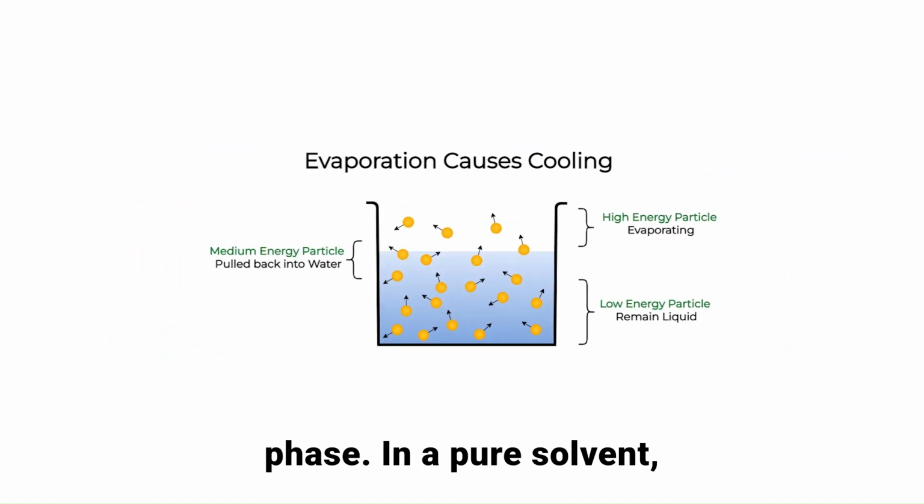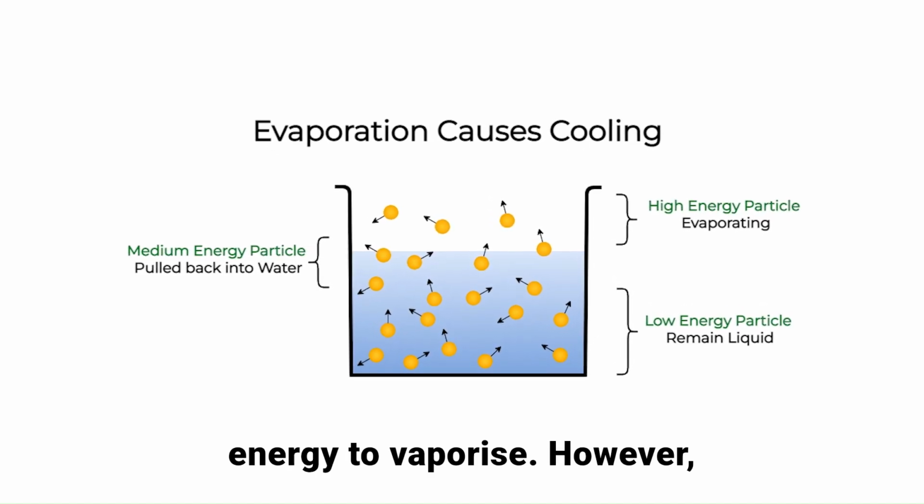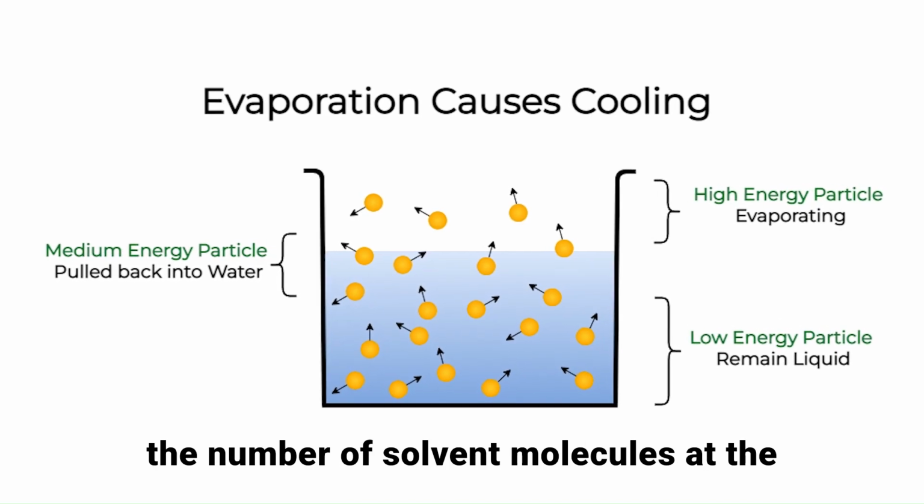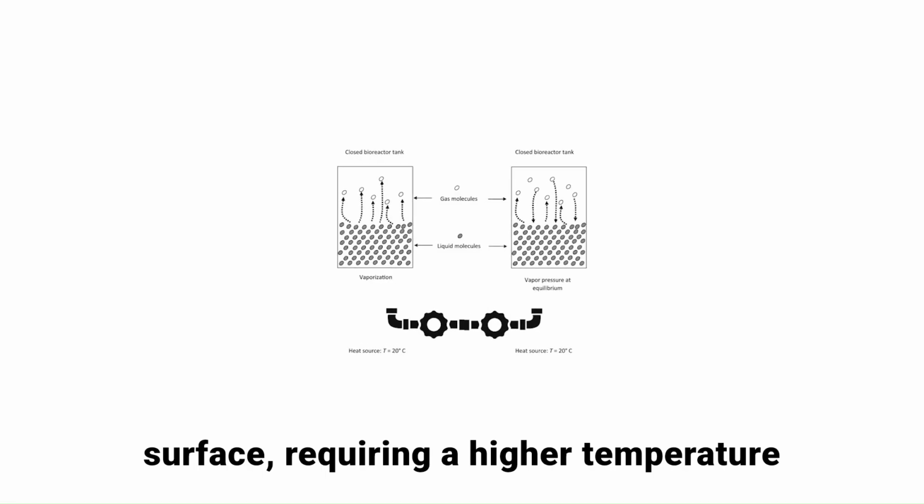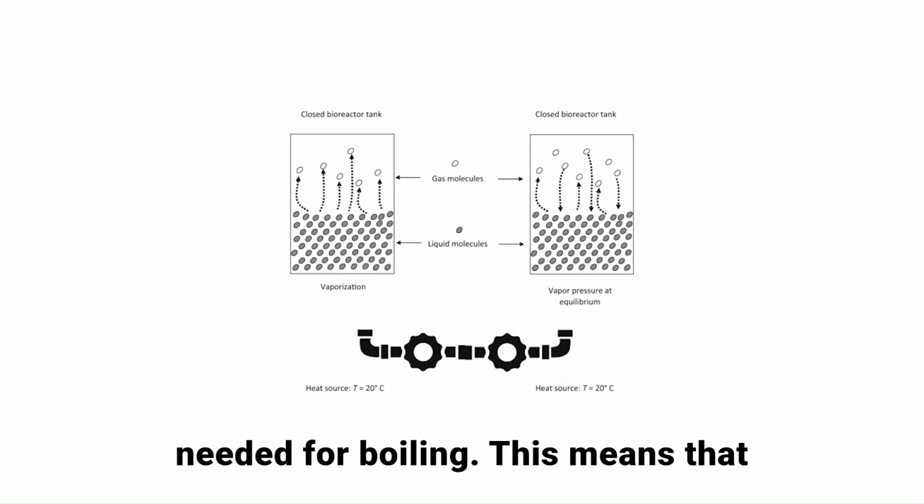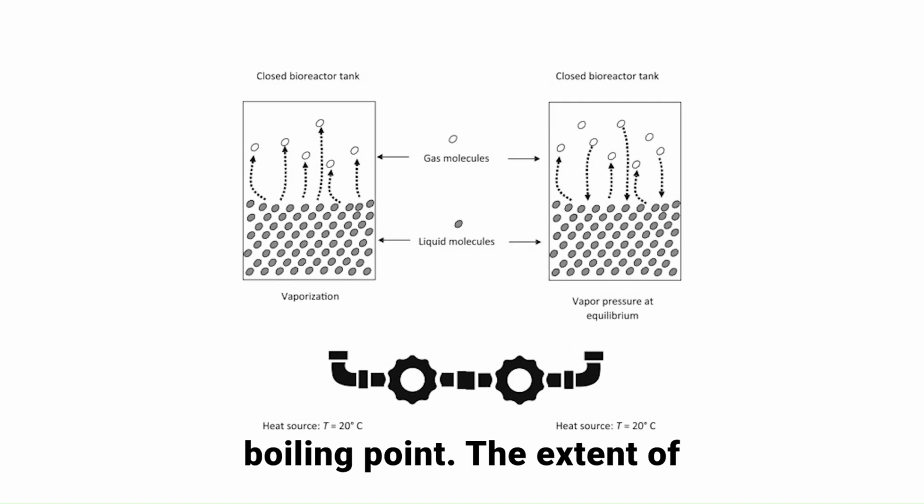In a pure solvent, molecules at the surface can gain enough energy to vaporize. However, when a solute is introduced, it reduces the number of solvent molecules at the surface, requiring a higher temperature to achieve the same vapor pressure needed for boiling. This means that more heat must be supplied to reach the boiling point.